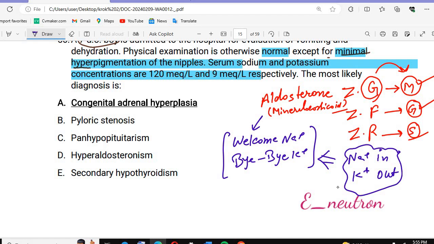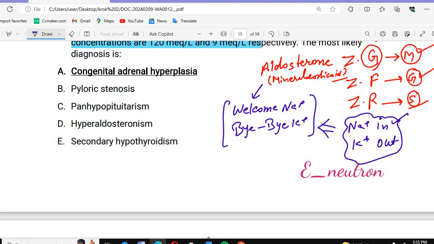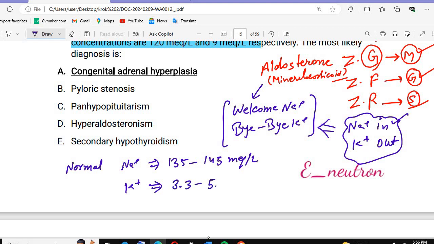So if sodium is in, what is the normal level of sodium? I hope every one of you already knows these things: 135 to 145 milliequivalents per liter. Tell me about potassium. Potassium is 3.3 to 5.5 milliequivalents per liter.